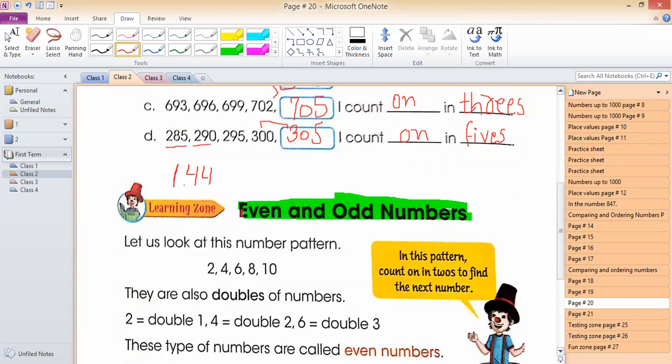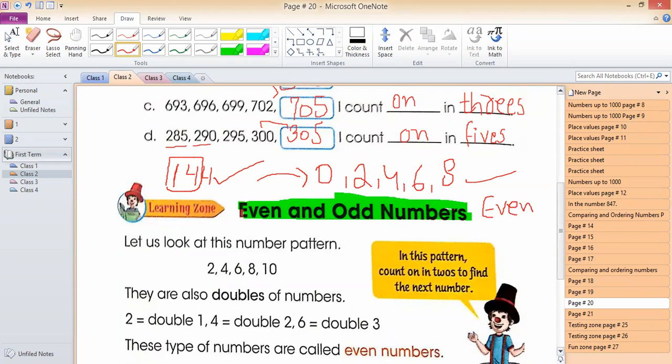And I ask you, check please whether it is an even number or an odd number. You don't need to check the number on the tens place or the hundreds place. Just check the number which is on the ones place. If it is 0, 2, 4, 6 or 8, then it is an even number.